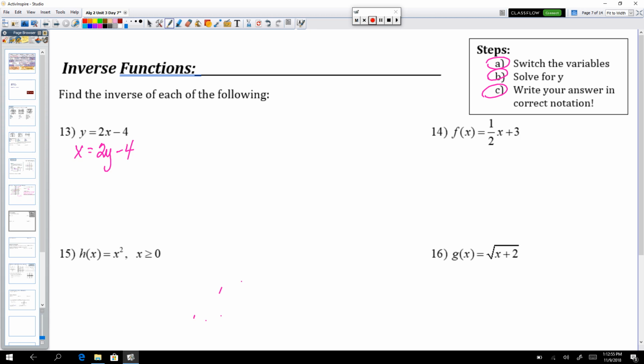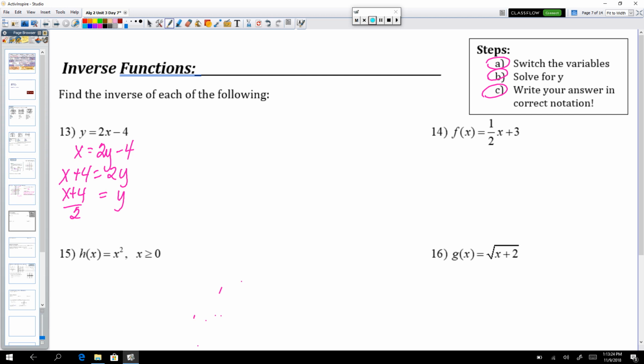Okay? That's step A. Step B is to solve for y, or get y by itself. Basically, I tell my students, get this to a point where you could possibly put it in your graphing calculator in y equals form so that you can visually look and see if that new function is the inverse, if it's been reflected. So add 4 to both sides and divide by 2. And now you have y by itself.